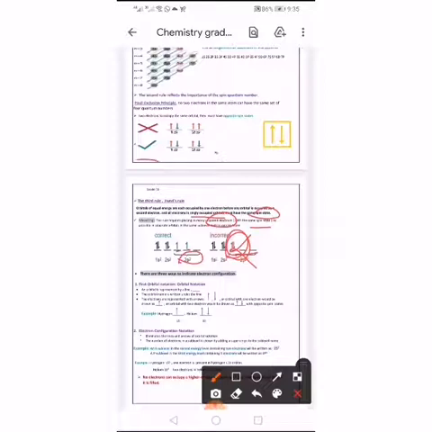For example, this is a p sublevel. If I have 5 electrons in the p sublevel, first we should put a single electron in each of the 3 orbitals and then pair them. So 1, 2, 3, 4 and 5. This is right.